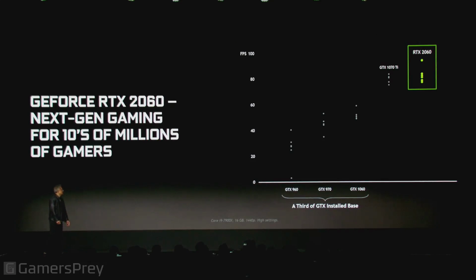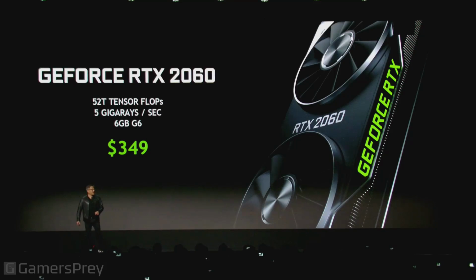And so 2060, higher performance than a 1070 Ti, which is in the market for about $449, $450, and about a third of our installed base opts for the 60 class and above. The 2060 was really created to bring all of that installed base to next generation. 2060, really fantastic performance. Ladies and gentlemen, I am delighted to tell you that the 2060 is available for $349. You can enjoy next generation gaming.